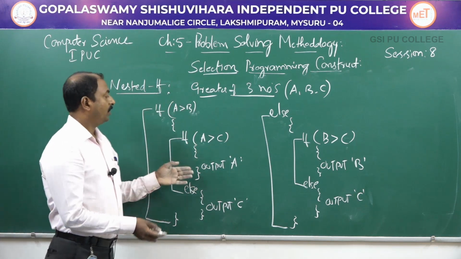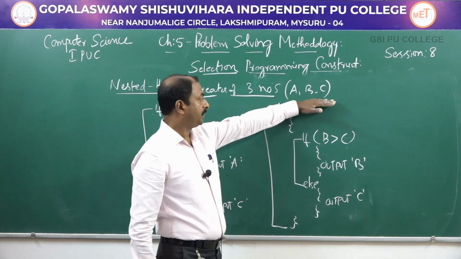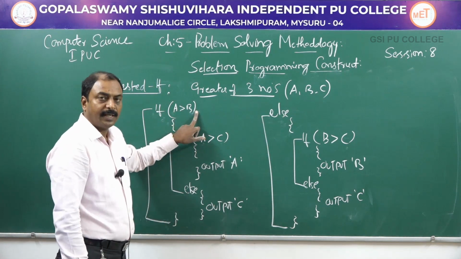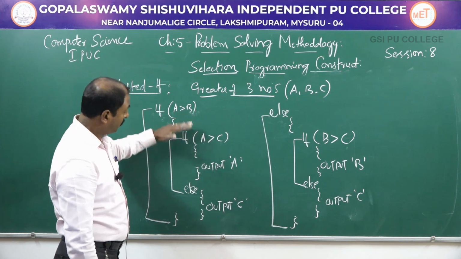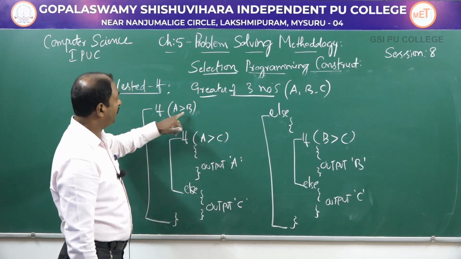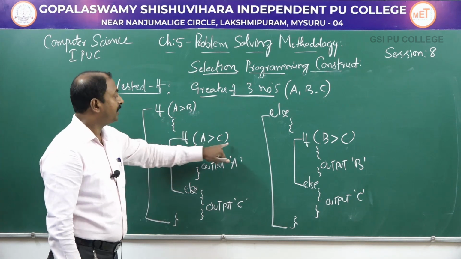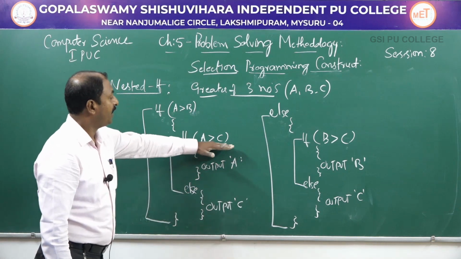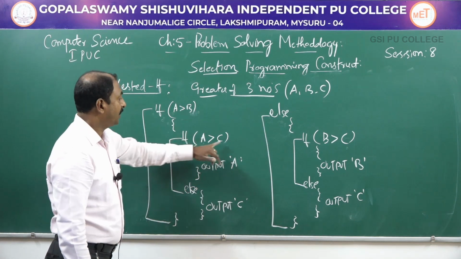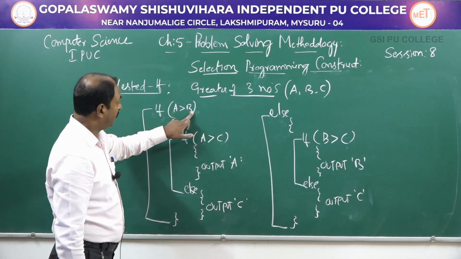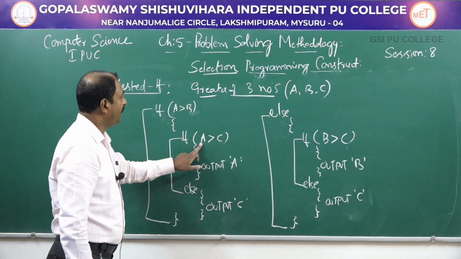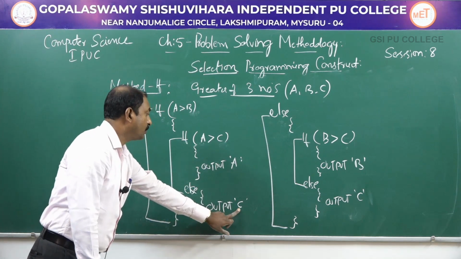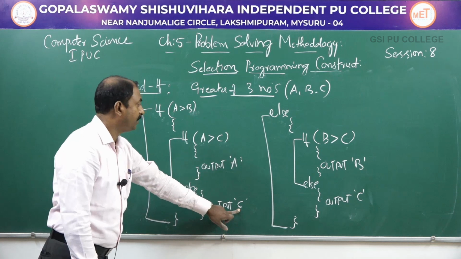So here the program is nothing but the greater of 3 numbers. Here I am comparing if A is greater than B. If A is greater than B, it is true, it comes to this part. Then you check if A is greater than C. If A is greater than C, obviously A is greater. Suppose the condition fails: A is greater than B, but A is less than C. In that case, we have to print output C. This is the greatest number.